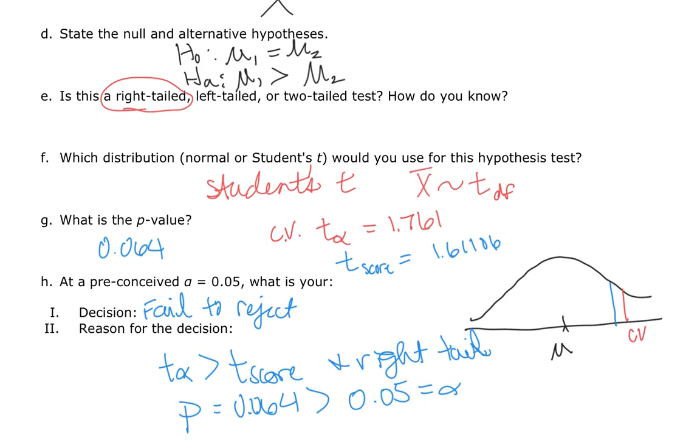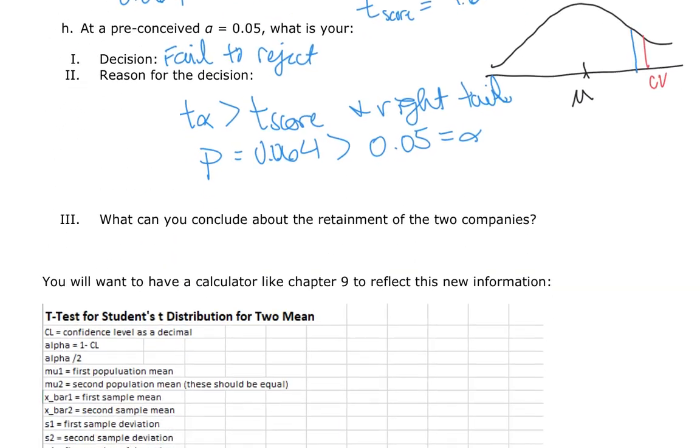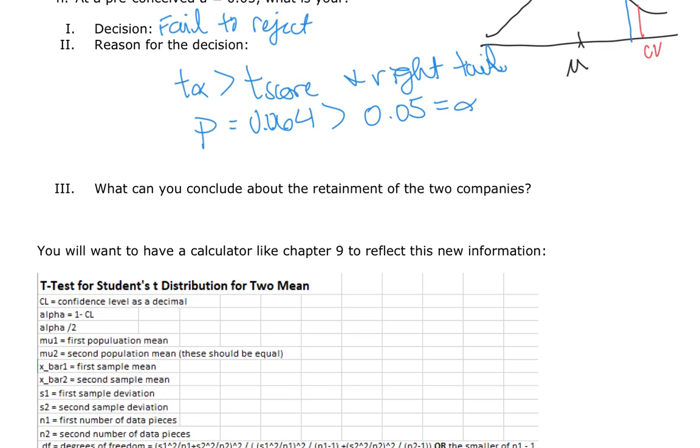So both of them confirm that I am going to fail to reject that there is a difference between company A and B in terms of how long people stay there. So what is my conclusion? Well, I would write something along the lines of, there is not sufficient evidence to support the claim that company A retains workers longer than company B. They're about the same. So that's what my conclusion is.